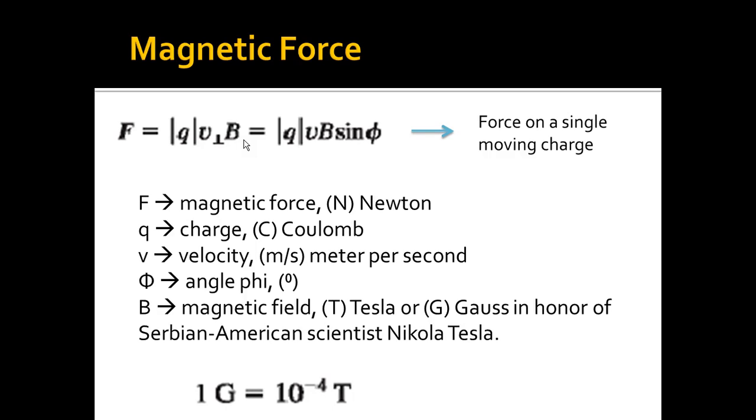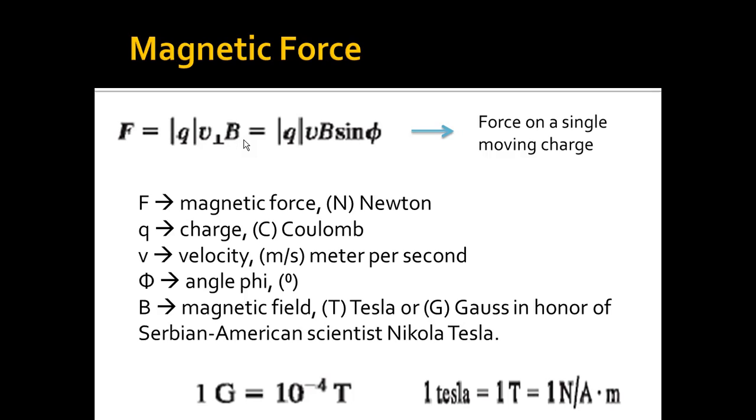In terms of the relationship between Tesla and Gauss, Tesla is the higher unit and Gauss is the lower unit. Just like Newton is the higher unit for force, while dynes is the lower unit. Much like meters and centimeters, meters is the higher unit and centimeters is the lower unit.